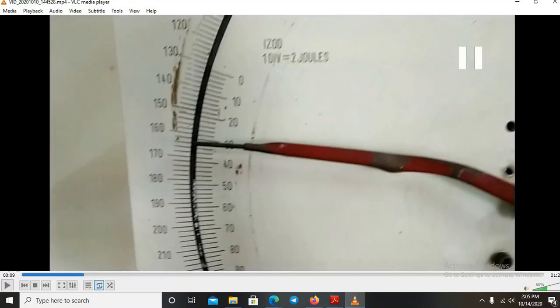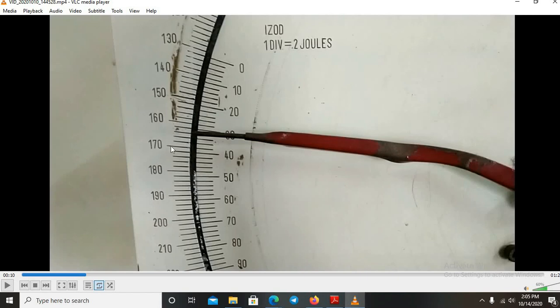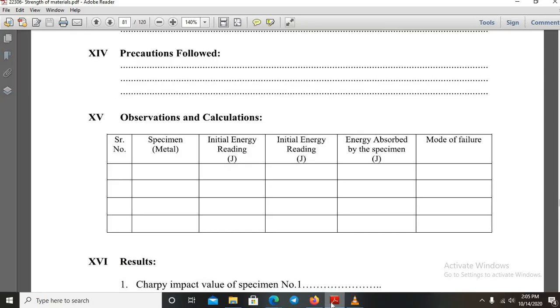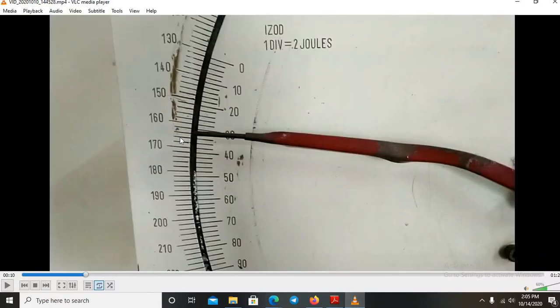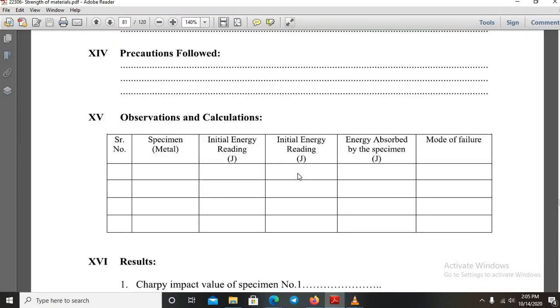And the value, you can see the value is somewhere in between 160 to 170. So the first line after 160 will be of 162 and this pointer coincides with the second line. So the value of our energy will be 164 joules. So what you will write here in serial number 1, you will write the specimen metal as brass. You will take the initial energy as 136 and the final energy you will take it as 164. So the difference between these two, 164 minus 136, you will get it as 28 joules. So 28 joules you have to write in this particular cell. या ठिकाणी तुम्हाला 28 joules लिहावं लागेल.